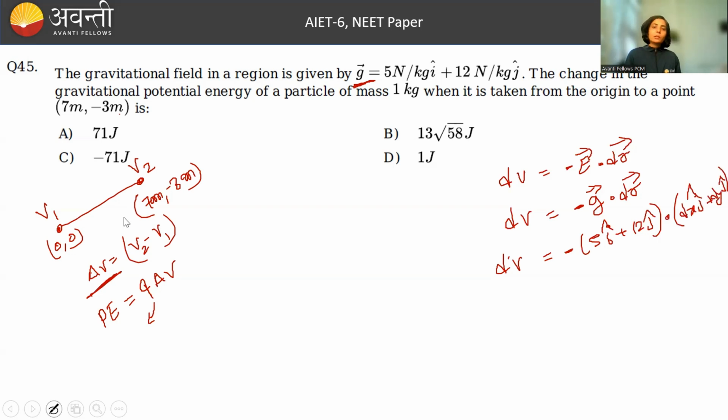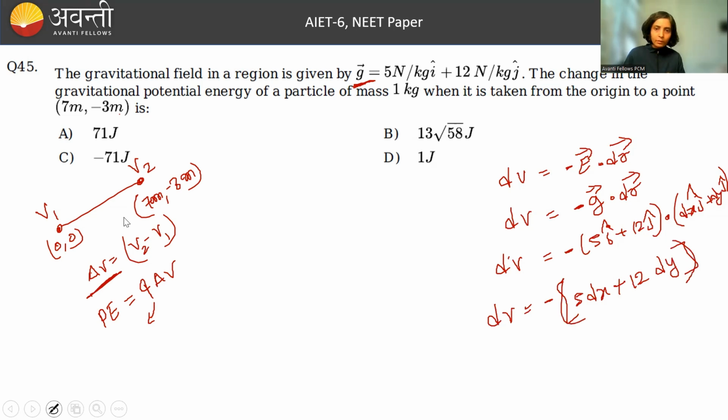Now we need to do the dot product. i cap dot i cap is 1, i cap dot j cap is 0. So dV will be equal to minus of 5 i cap dot dx i cap, which becomes 5 dx. 5 i cap dot dy j cap becomes 0, so I am not writing it. Plus 12 j cap dot dx i cap is 0, and 12 j cap dot dy j cap becomes 12 dy.